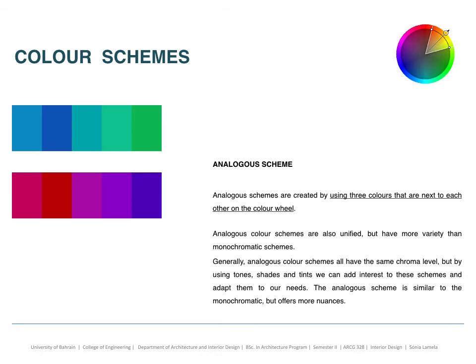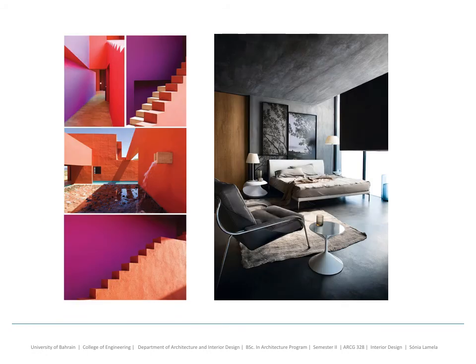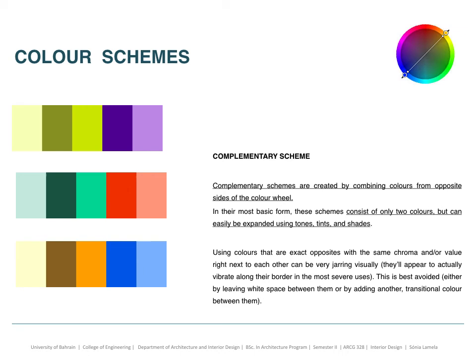Now, with the analogous scheme, you'll see again, if you go to the color wheel, now you don't have just a 45-degree line. You have an interval between two different hues. So it can range through the green to the red, but they have to be next to each other. So the analogous schemes are created by using three colors that are next to each other on the color wheel, always the range of the colors. And we have here some examples of the application in the interior.